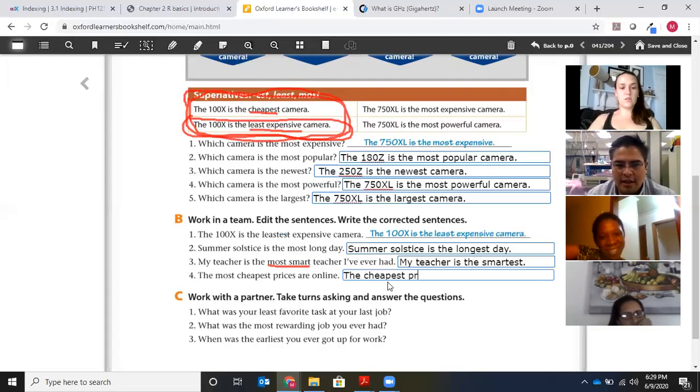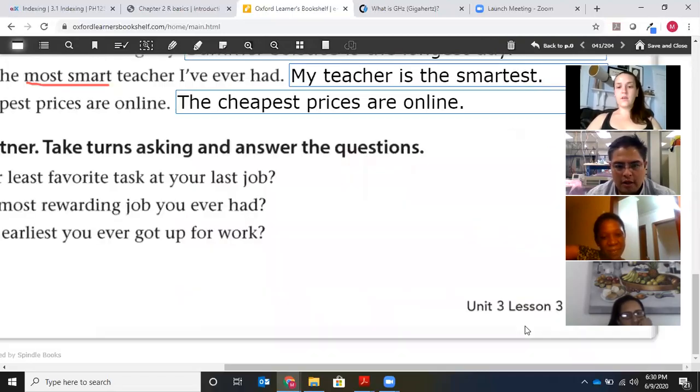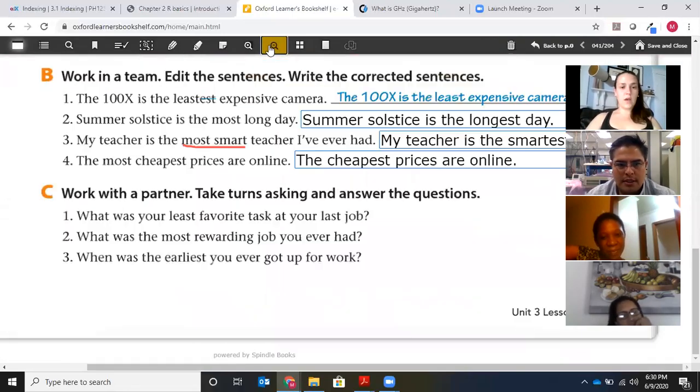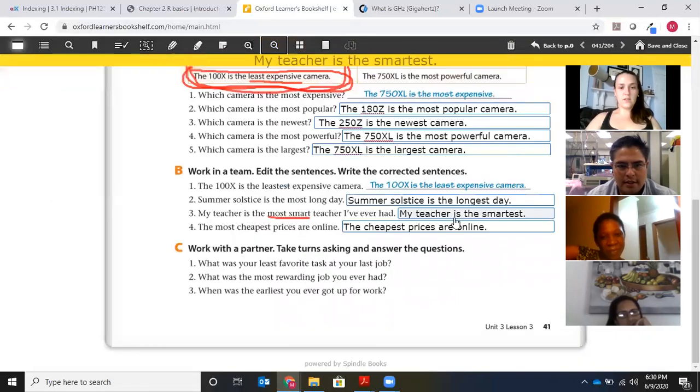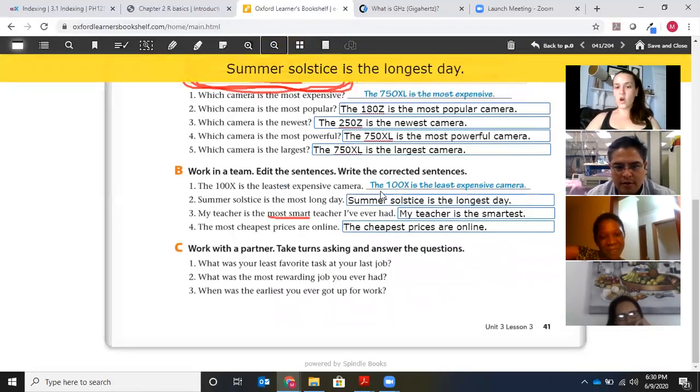Rosalie had it. The cheapest prices are online. We got it. Okay, cheapest. How does that keep happening? What is going on here? Okay. The cheapest prices are online.